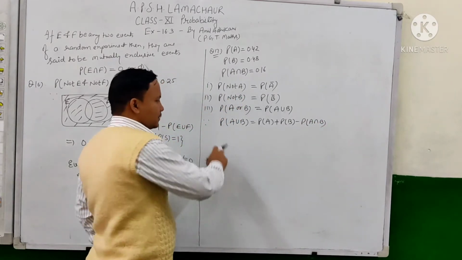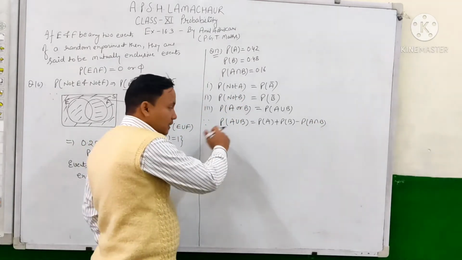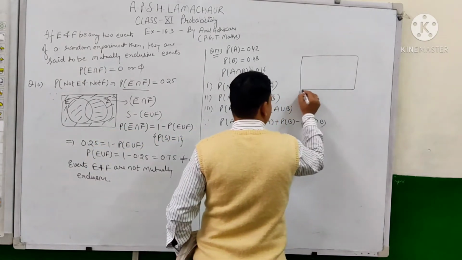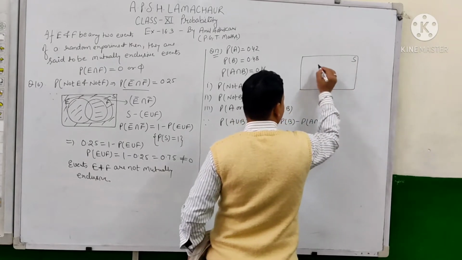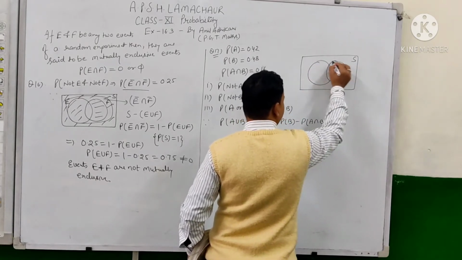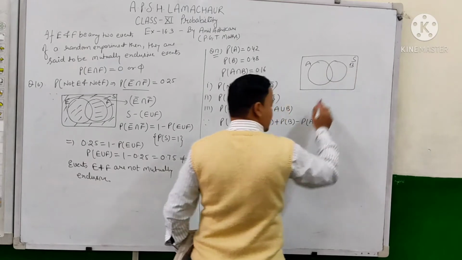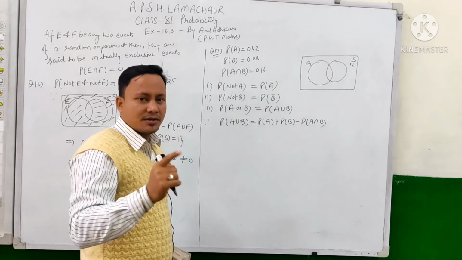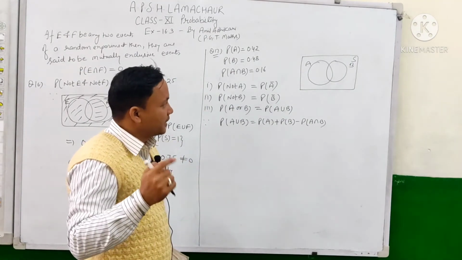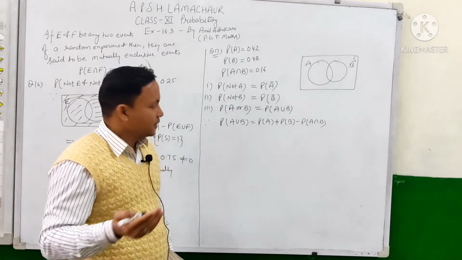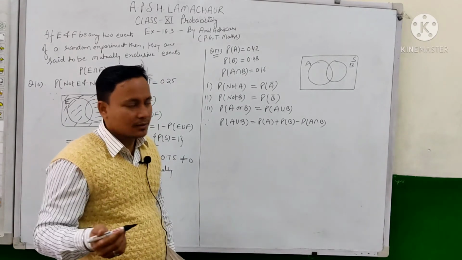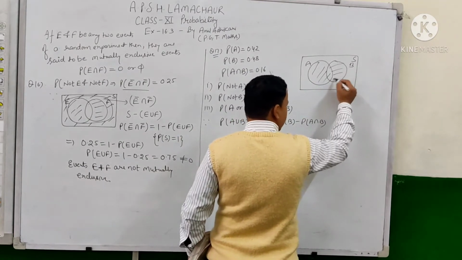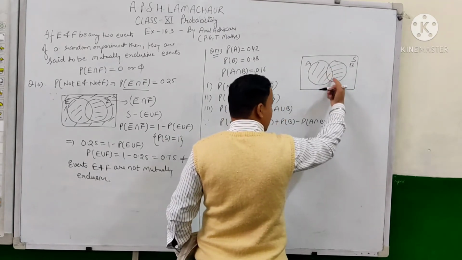Again I am telling you, you do not need to learn this formula, just make a Venn diagram for any two events. Let it be sample space, let it be event A, let it be event B. Now as you see, we are interested in finding the probability of the union of events A and B. So how will you find the probability of A union B? By adding the probability of event A, adding the probability of event B, and this amount will repeat 2 times.